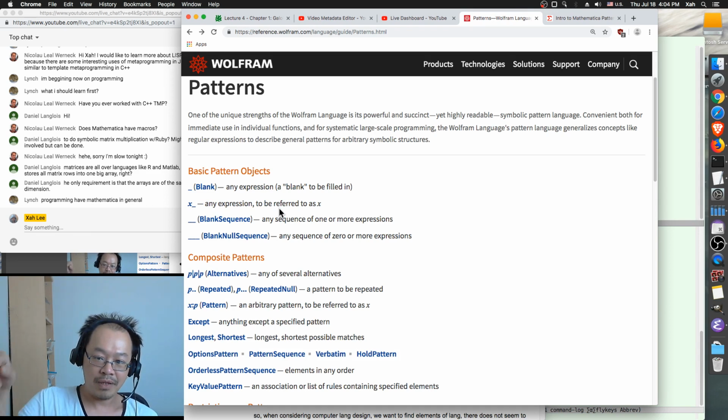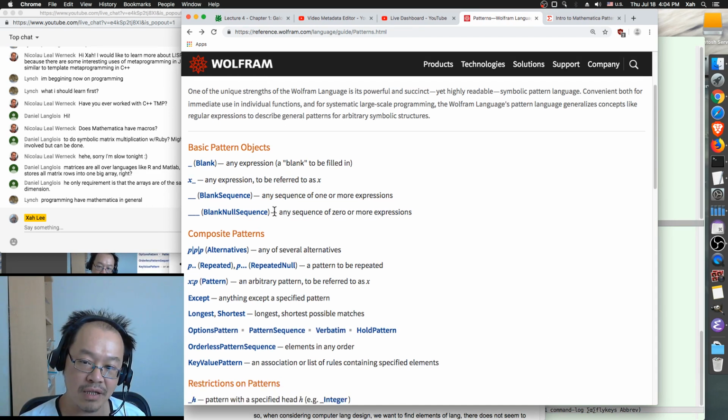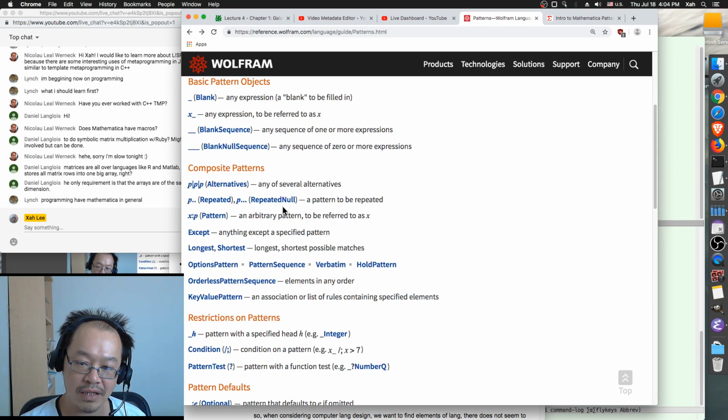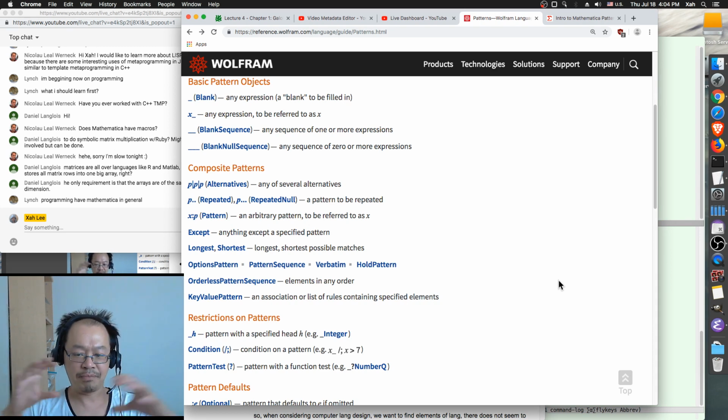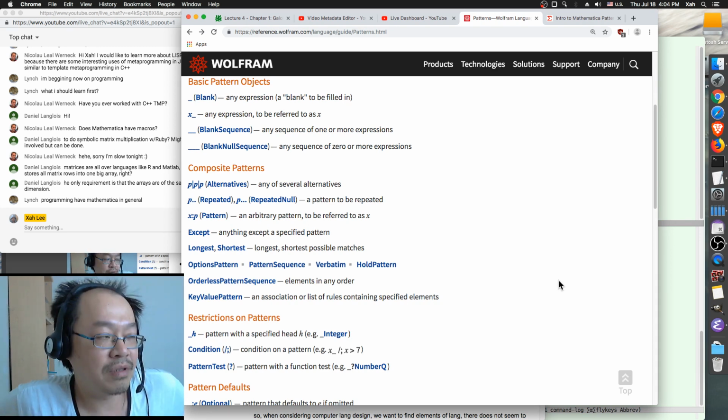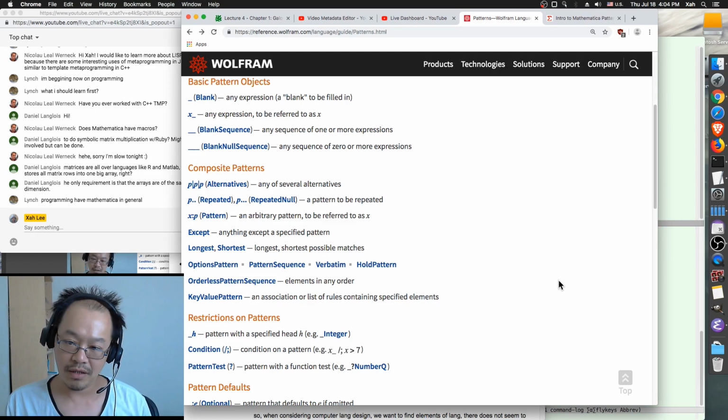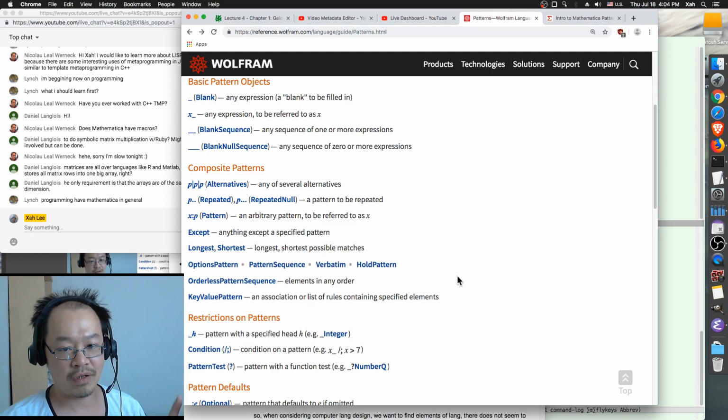But Mathematica has all these others: blank sequence, blank null sequence, and lots more. And you can compose them, you can combine them. Essentially, it's like a transformation of code.